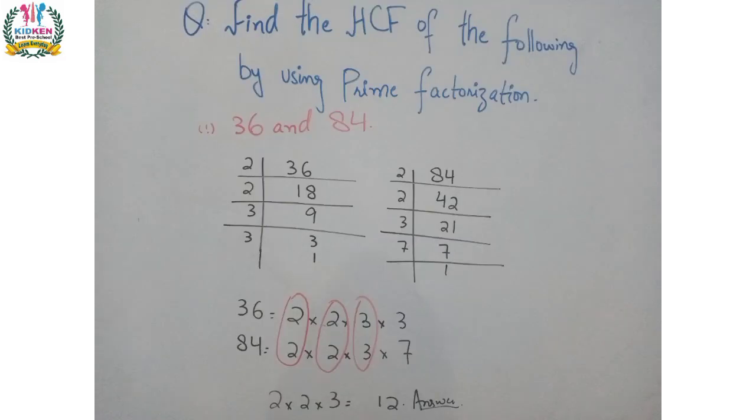Next question is: find the HCF of the following by using prime factorization. So again we can take the LCM first, and then after finding their factors we can write the common values and multiply together. So we have the values 36 and 84. So we solve 36. 2 18s are 36, so we can write 18. Then 2 9s are 18. Then 3 3s are 9 and 3 1s are 3. So our factors of 36 are 2 multiplied by 2 multiplied by 3 multiplied by 3.